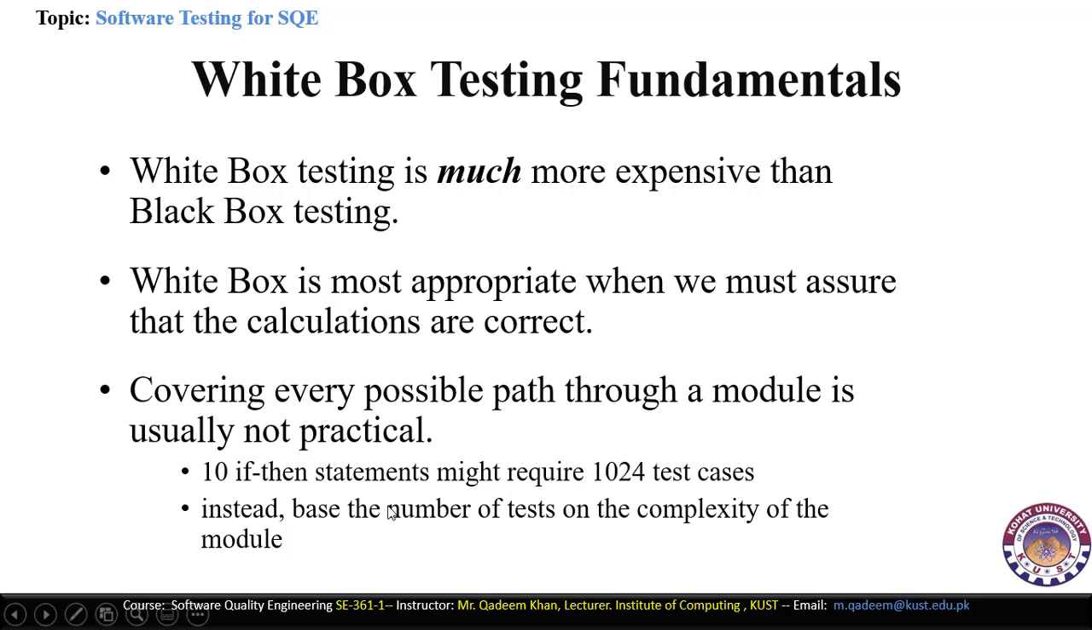For example, if we have 10 different if-then statements in the program, then it requires 2 raised to the power 10, which is 1024 test cases. So all these 1024 test cases cannot be performed. That's why we have to test the system based on some particular statements. Instead of basing the number of tests on the complexity of the modules, we cannot perform a large number of tests here, because that requires a lot of resources and time as well.